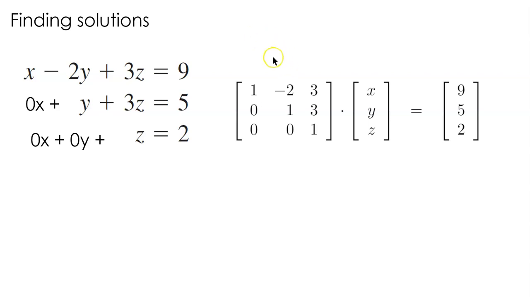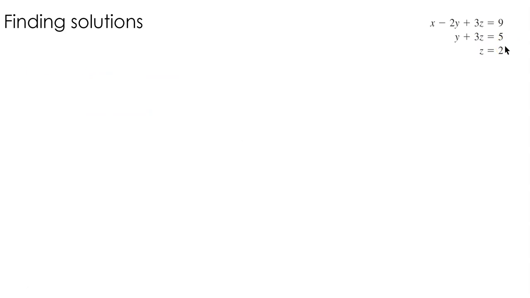Notice I have this matrix of coefficients, that's why it's called the coefficient matrix, times this vector, x, y, z, and it has to equal this other vector, 9, 5, 2. If I did the multiplication out, I would get these systems of equations. Furthermore, I can write it more concisely. I can write this as Ax equals b, where x is a vector, b is a vector, and A is that coefficient matrix. So let's find the solution to this thing.